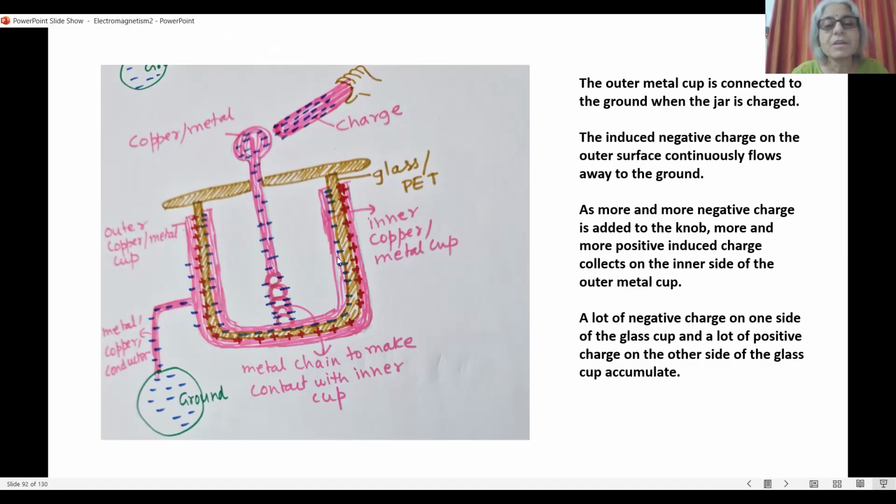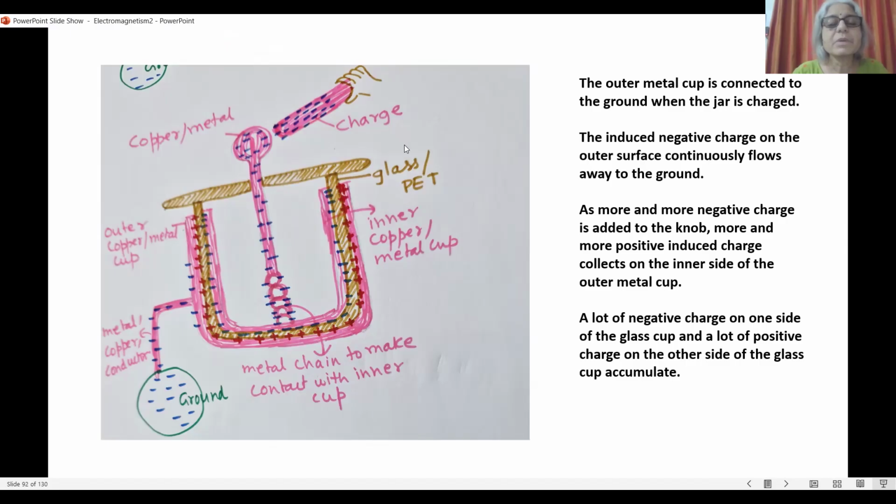Now that charge causes induction. So if this is negative charge, then the positive charges will accumulate on the other side, on the outer metal cup. Okay? They're trapped there, they're held in place because of this negative charge. The negative charges will hold the positive charges. Whereas the negative charges on the outer cup will separate and go away. They'll flow to the ground.